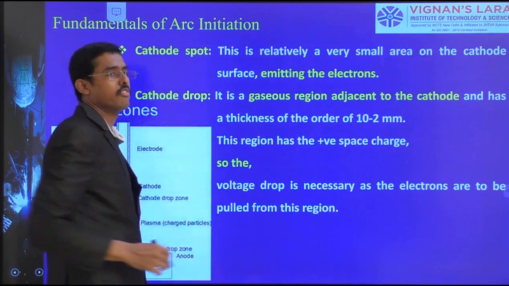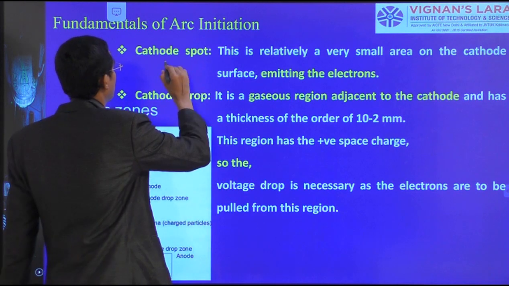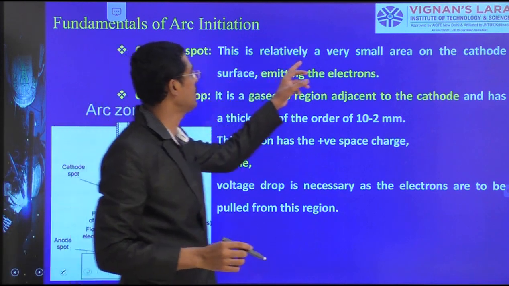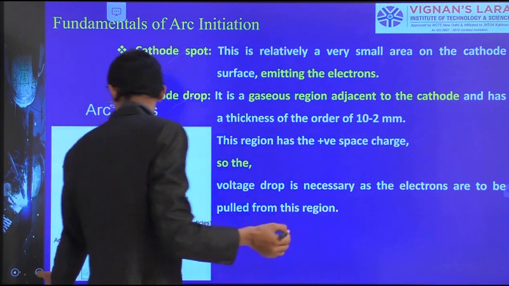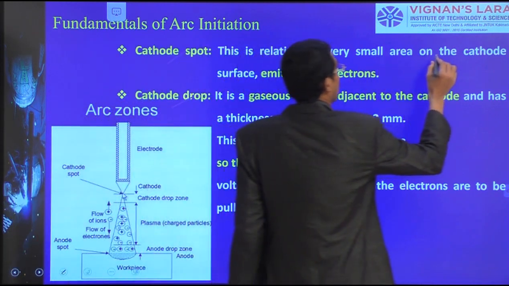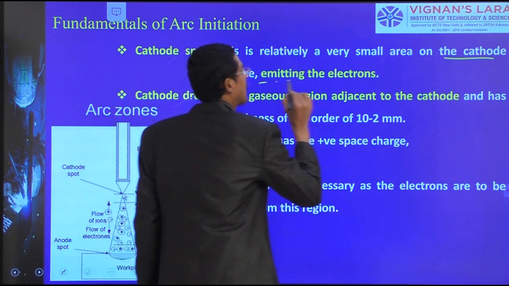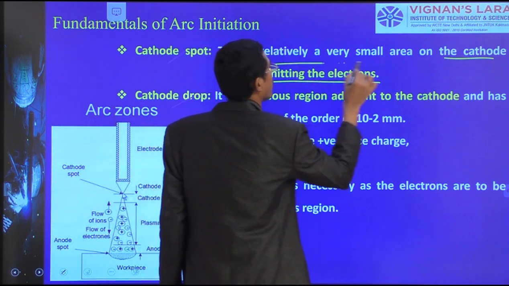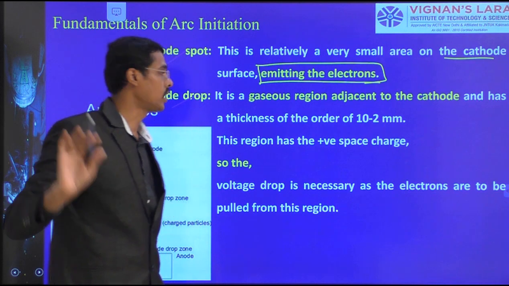The cathode spot, I am defining names for every spot. The cathode spot, cathode drop zone. This is a relatively very small area of the cathode zone. On the cathode surface, it emits the electron. So this word is very important: it emitted electron. Now the electron is released.